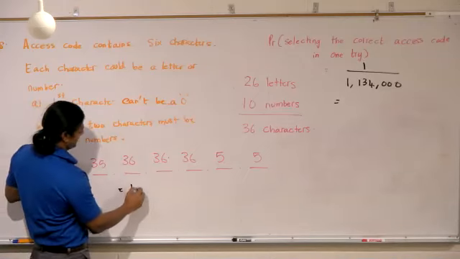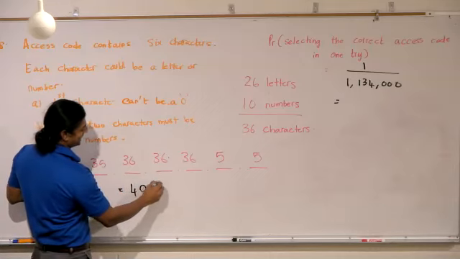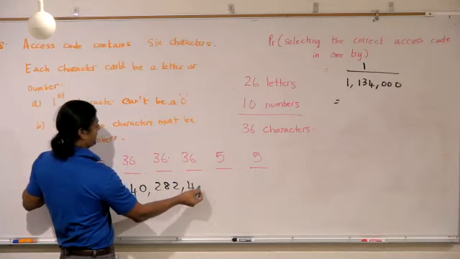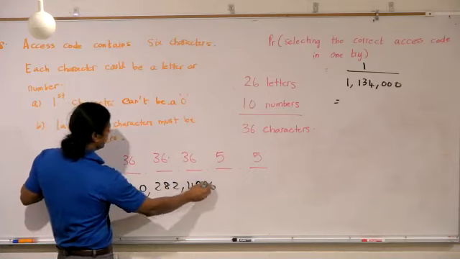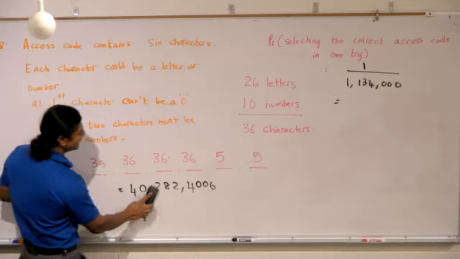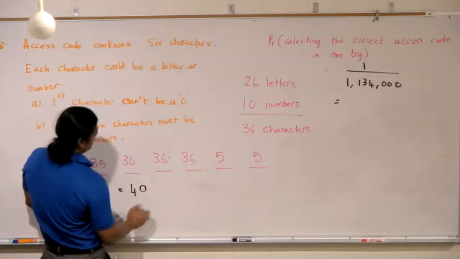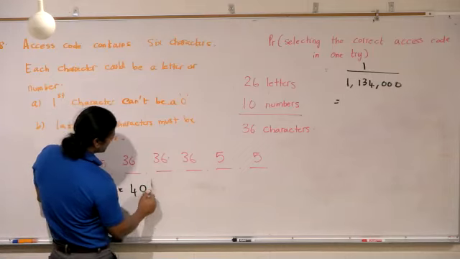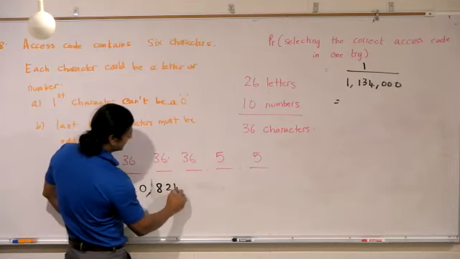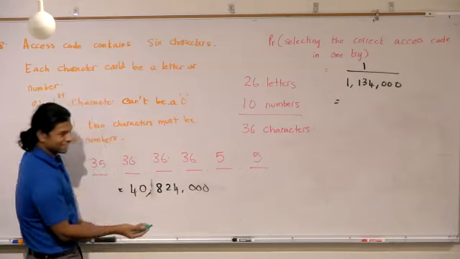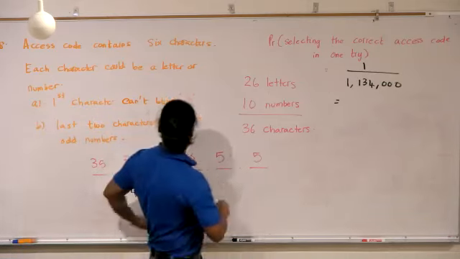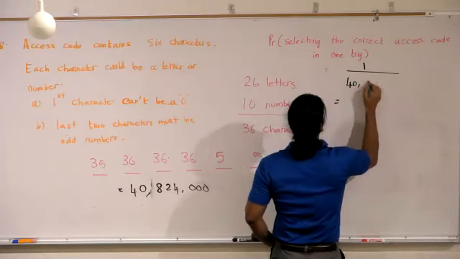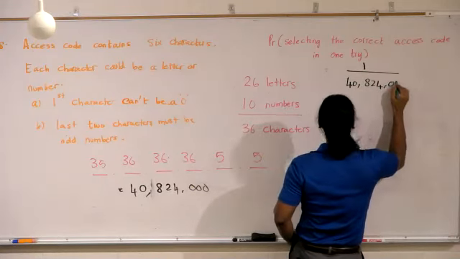40, 8, 2, 4, 0, 0, 0. I just listened to him. 40,824,000. Wow. There you go. I don't know how to pronounce numbers. It's okay. About a couple million.